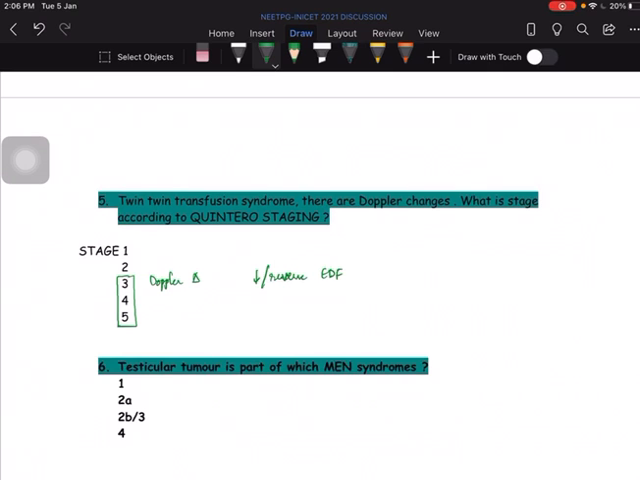Okay, the other point: fourth, you will have hydrops of one or both fetuses, and fifth, you will have fetal demise or IUFD. Okay, next.